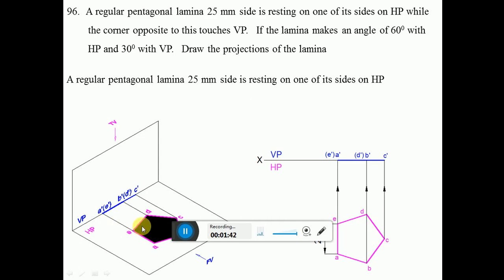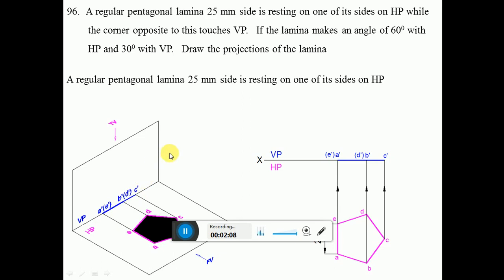So where is the true shape? True shape will be on the horizontal plane. So that is the true shape we have drawn in the horizontal plane, which is here below the XY line. And once the surface is parallel to HP, obviously that surface is going to be perpendicular to VP. So that is the reason why we are getting a horizontal line here.